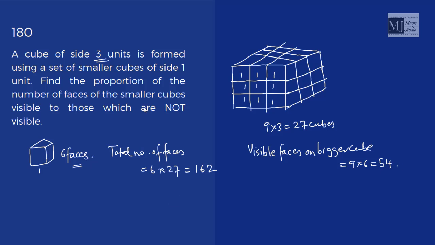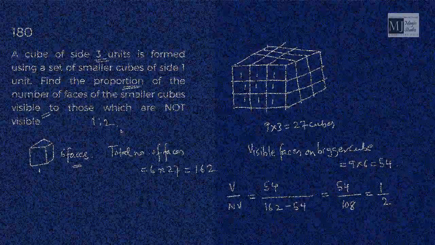Now, what is the question? Find the proportion of the number of faces of the smaller cubes visible to those which are not visible. So visible are 54, not visible are 162 minus 54. That is 54 divided by 162 minus 54, which is 108. That is 1 by 2. So since a proportion question is asked, the answer is 1:2.